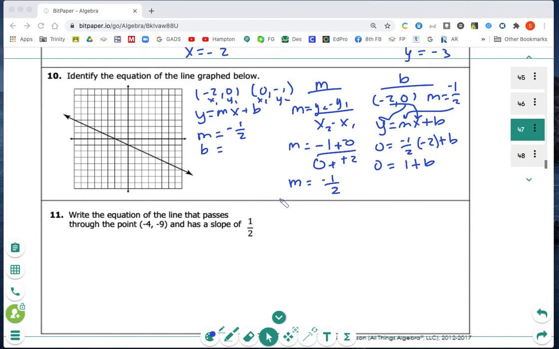Is b on the left? It's not, so I'm going to do symmetrical. Zero pair out the positive 1, and I'm going to have b is equal to negative 1. So the equation is going to be y is equal to negative 1/2 x minus 1.